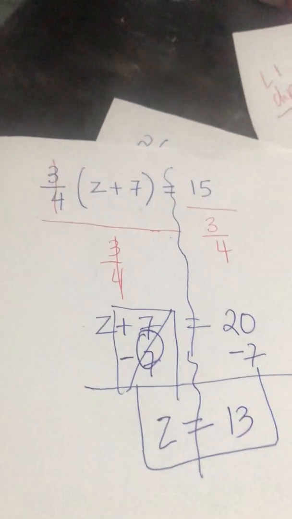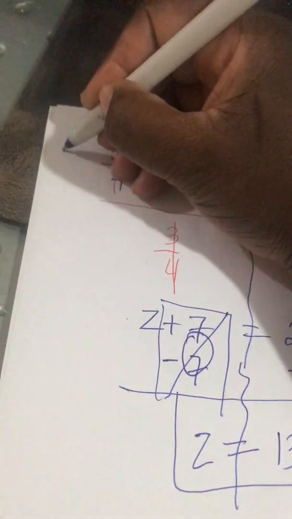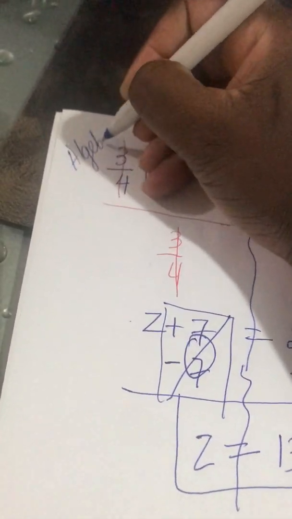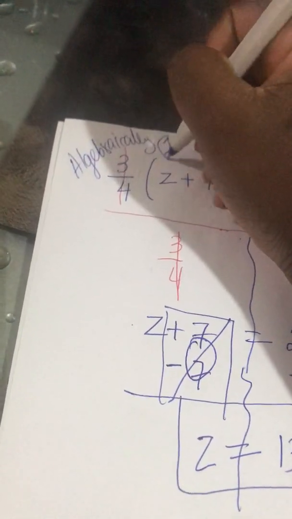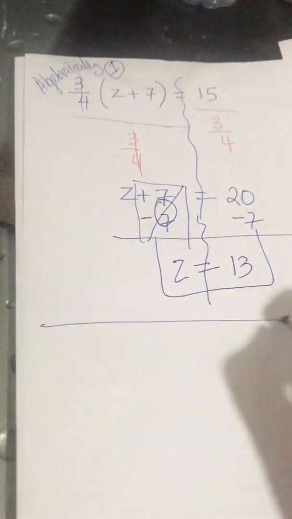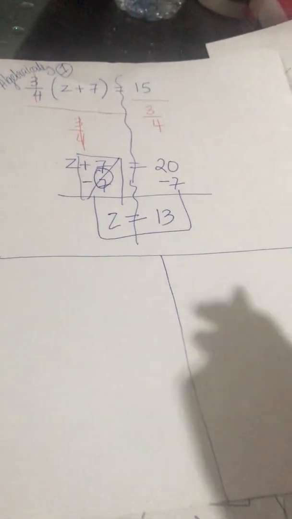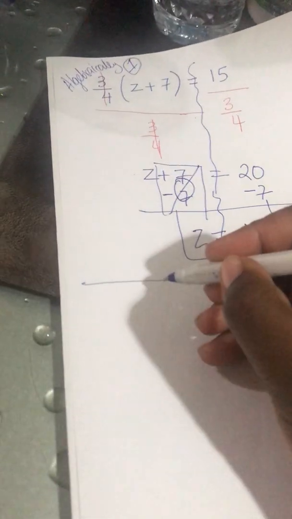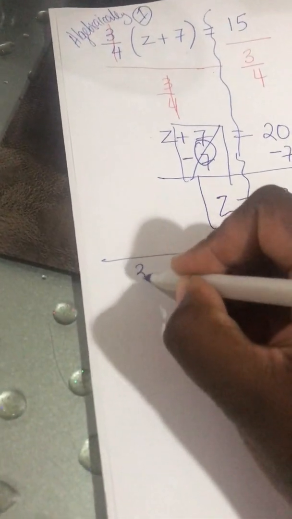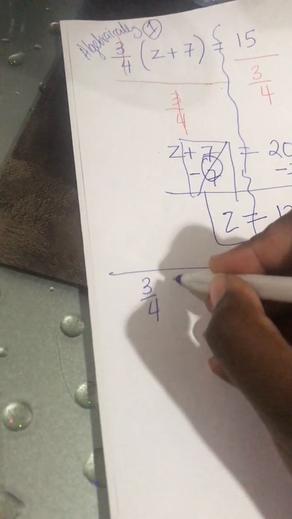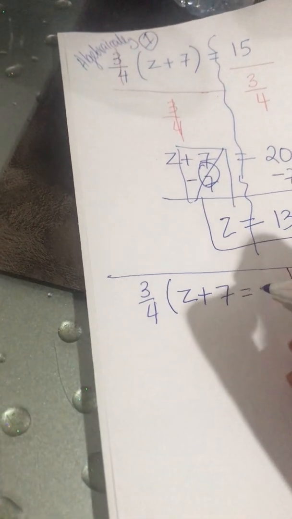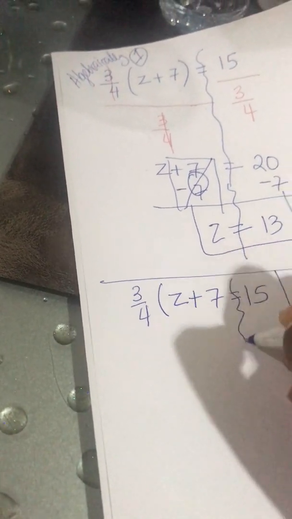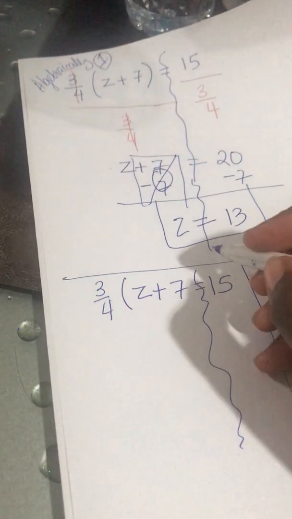So this is one way, algebraically. This is way 1. Now we do it algebraically, way 2. We have 3 ways we can do. So algebraically, way 2: 3/4 z plus 7 equals 15. The bridge is important.